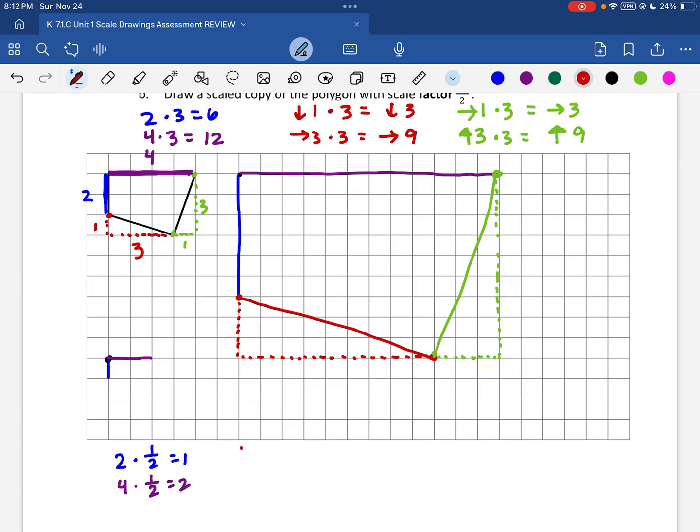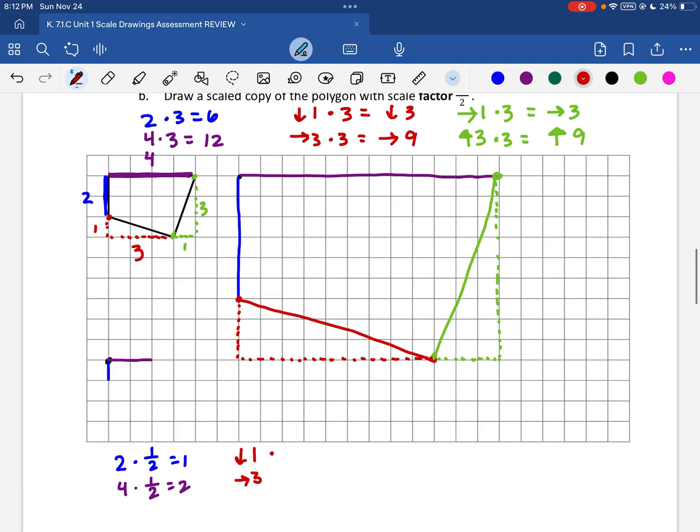Now, again, I have my down 1 and over 3. If I'm going to be doing this piece right here, down 1, over 3. But down 1 is multiplied by 1/2, and that is going to be 1/2. I will now go down only half of a box. 3 over 3 is multiplied by 1/2, and over 3 multiplied by 1/2 means I'm now going to be going over 1.5. So from here, I'm going to go down just 1/2 of a box and over 1 and an extra half. I'm going to go ahead and draw that straight line.